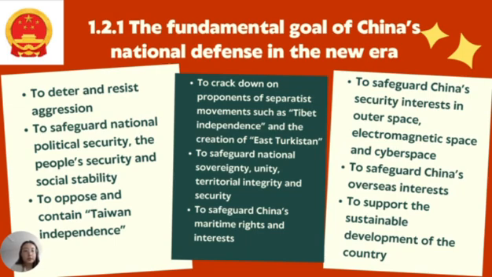The fundamental goal of China's national defense in the new era is resolutely safeguarding China's sovereignty, security, and development interests. China's national defense aims include: to deter and resist aggression; to safeguard national political security, the people's security and social stability; to oppose and contain Taiwan independence; to crack down on proponents of separatist movements such as Tibet independence and the creation of East Turkestan; to safeguard national sovereignty, unity, territorial integrity, and security; to safeguard China's maritime rights and interests; to safeguard China's security interests in outer space, electromagnetic space, and cyberspace; to safeguard China's overseas interests; and to support the sustainable development of the country.